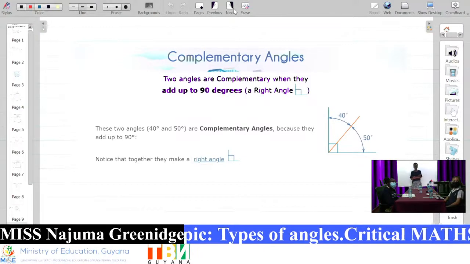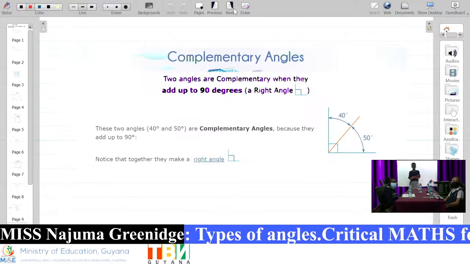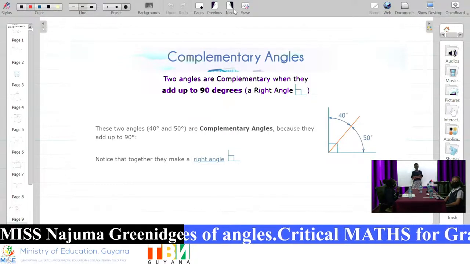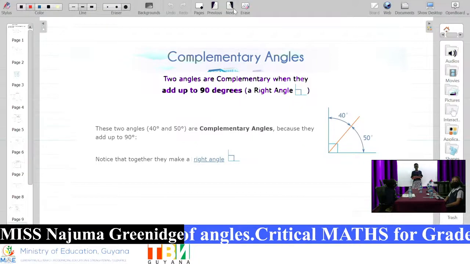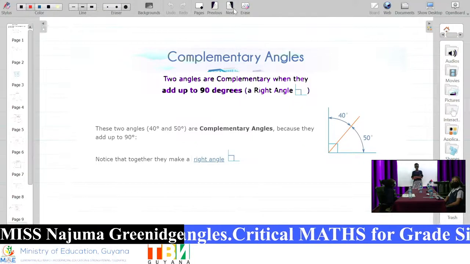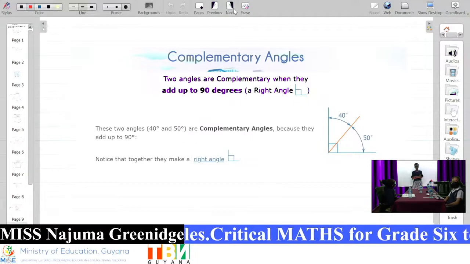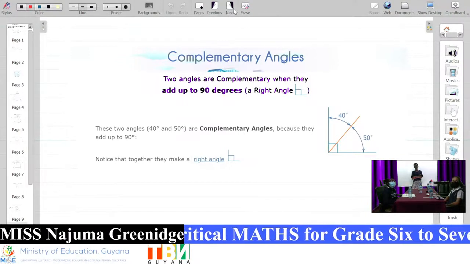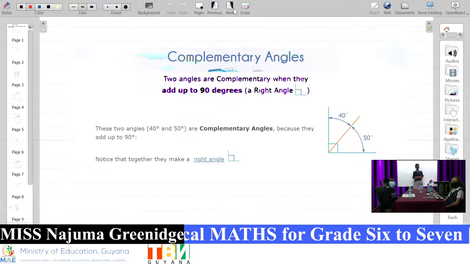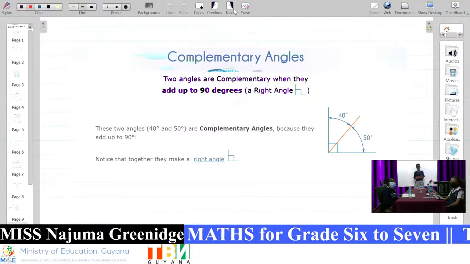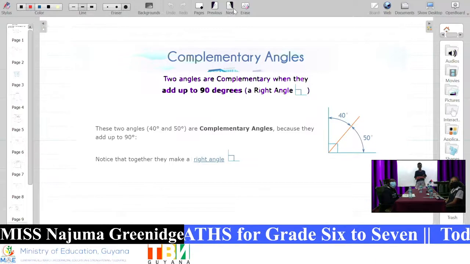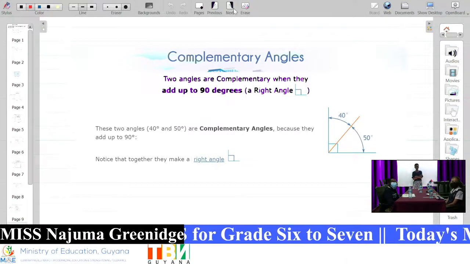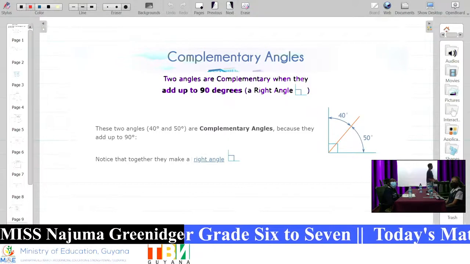Now we have other types of angles. We have angles that we call complementary angles. And what do you think complementary is? Not like complimentary tickets. Complementary. It's right there. You can actually see it. So complementary angles are angles that add up to give you a total of 90 degrees. So notice in our example, 50 plus 40 will give us 90.